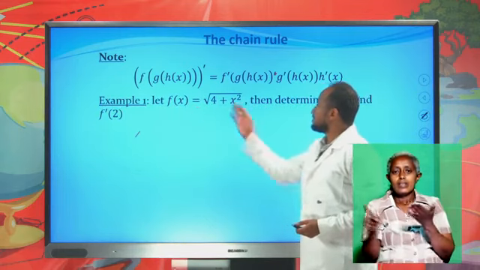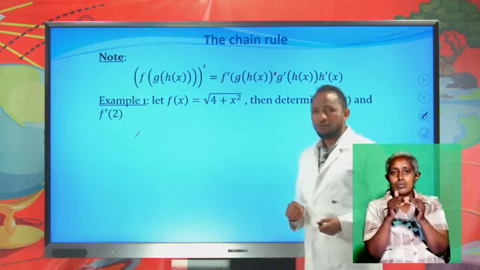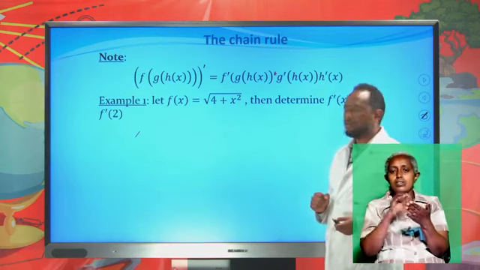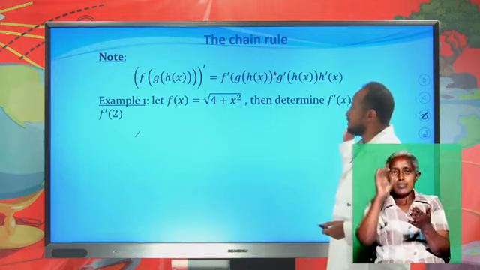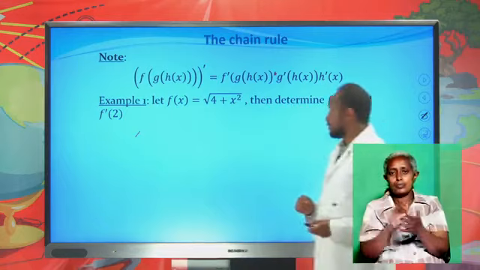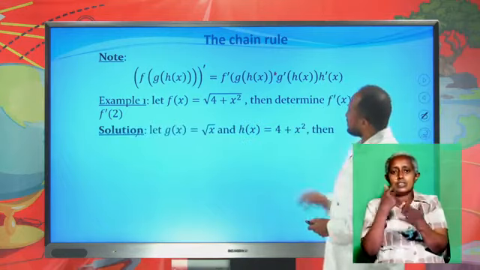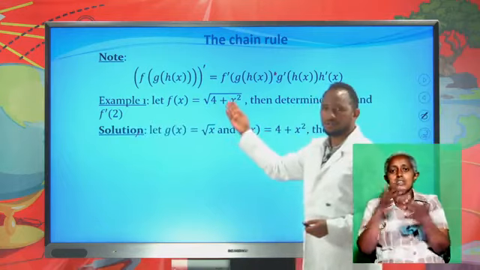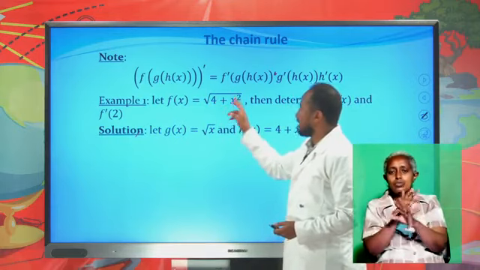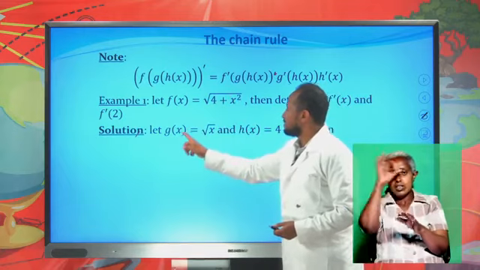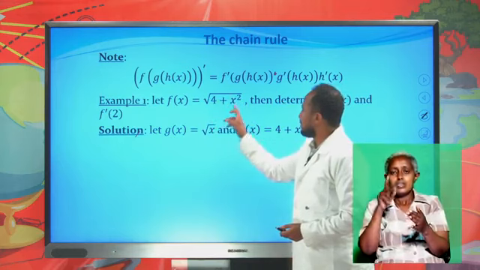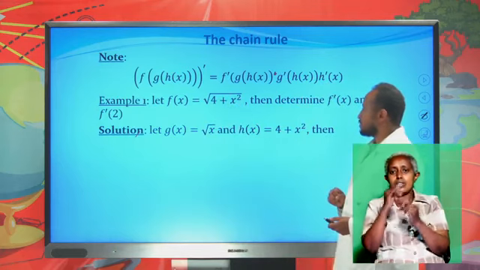Let f of x be equal to the square root of 4 plus x squared, and then we are asked to determine the derivative of the function and the derivative of the function at 2. Look at this function. It is a composition of the square root function and a polynomial function. So assume g of x to be the square root of x and h of x to be the internal function 4 plus x squared.